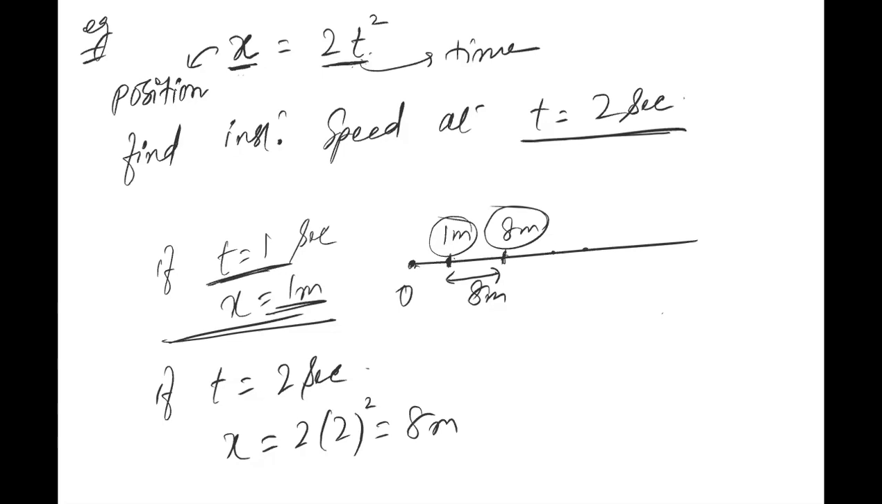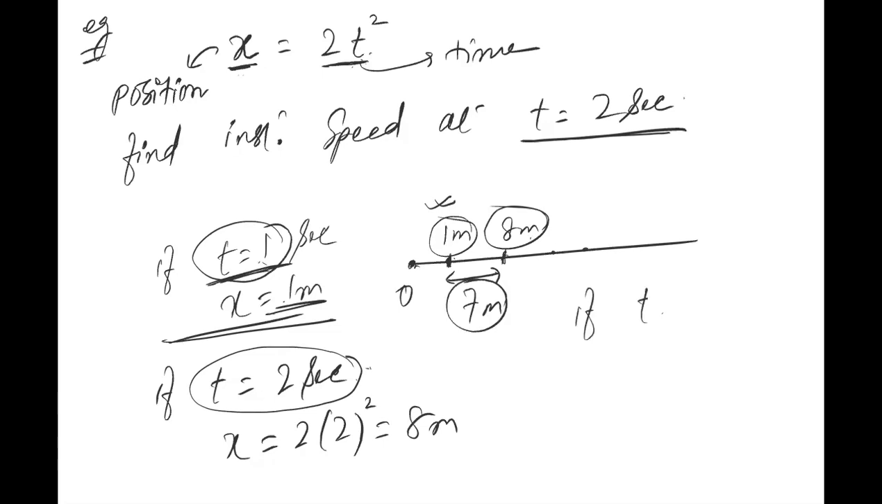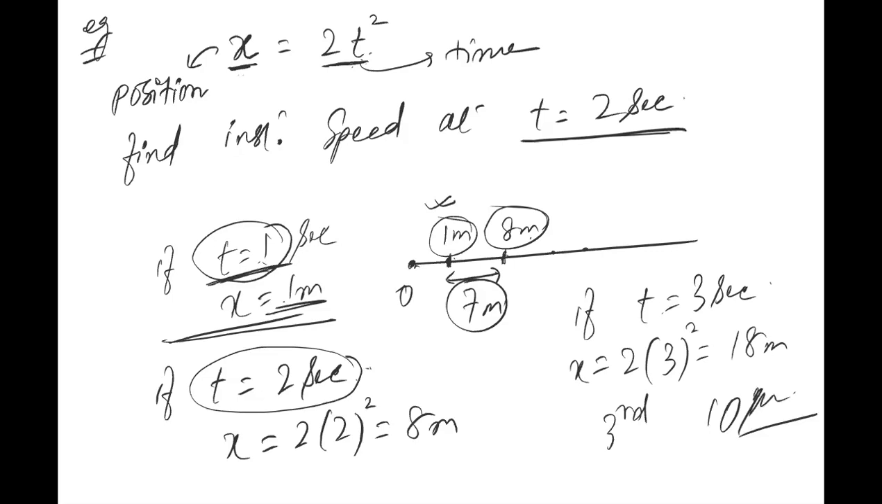Now listen to me. This time was 1 second. This time is 2 seconds. What is the difference between these two times? Of course, it is 1 second. And what is the difference between the distances covered? That is 6 meters. In going from 2 meters to 8 meters, it has covered 6 meters. Is it clear? If t is equal to 3 seconds, x would be 2 into 3 square, that is equal to 18 meters. That means in the third second, it has covered 10 meters. Did you understand?